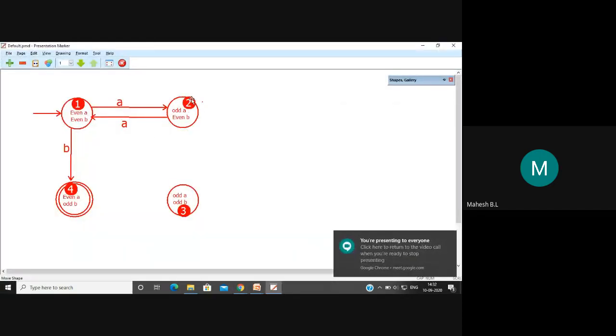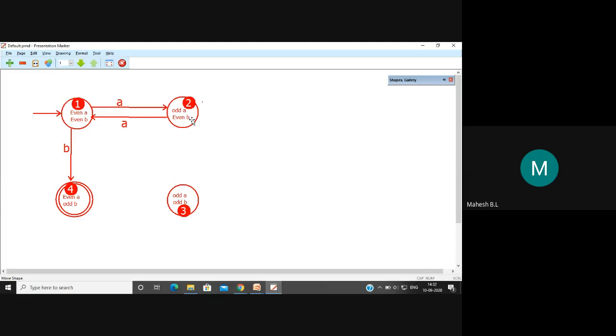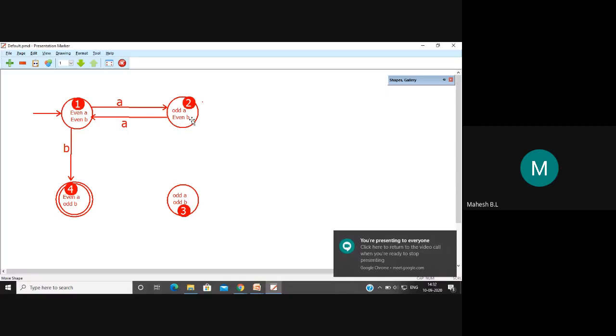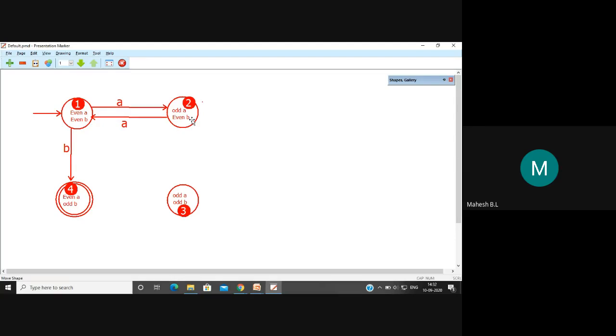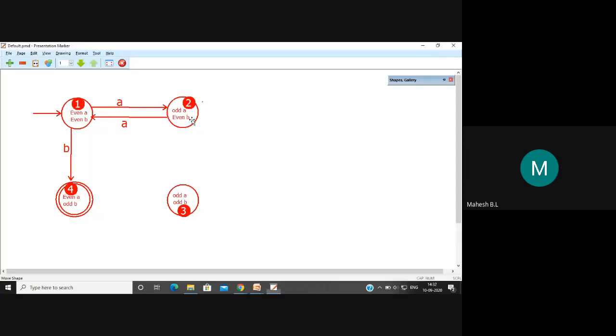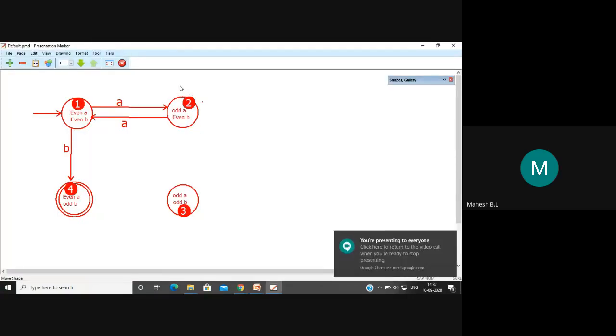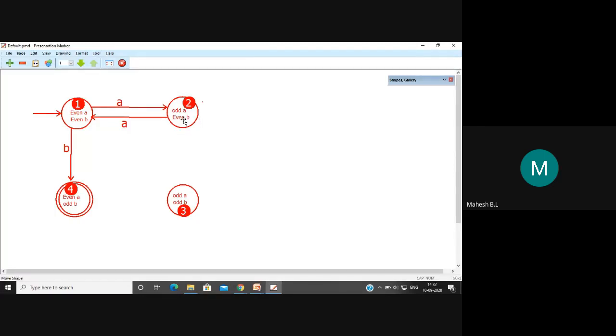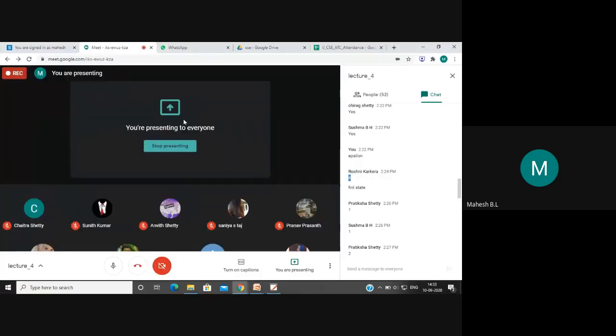Now consider state 2 itself. Now let's say you encounter B. To which state should your DFSM make the transition? You are in state 2, you encounter B. Answer quickly.